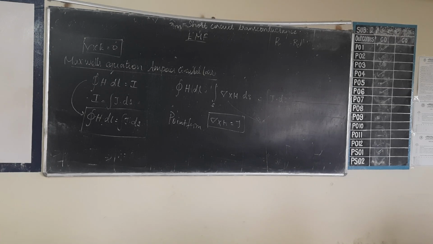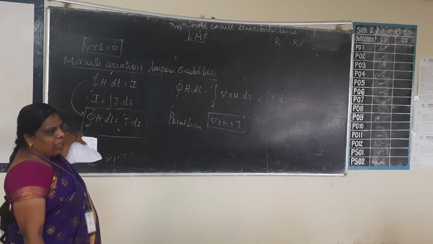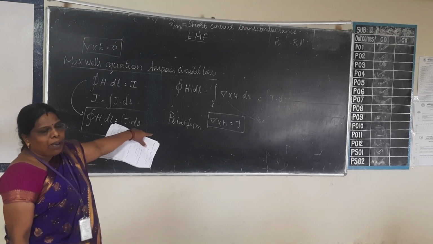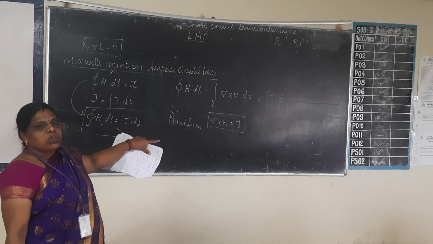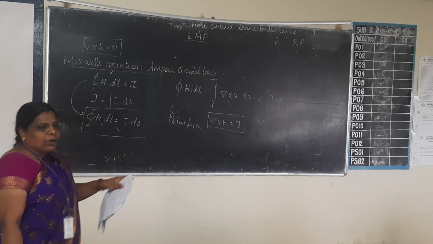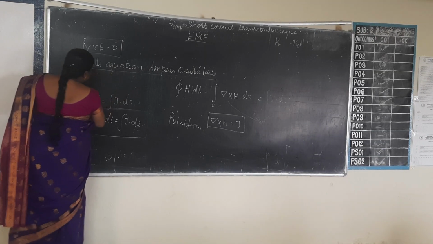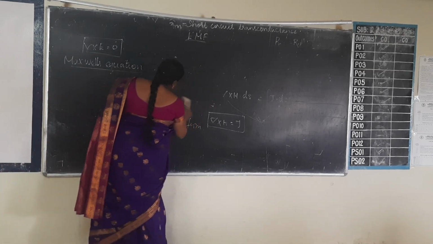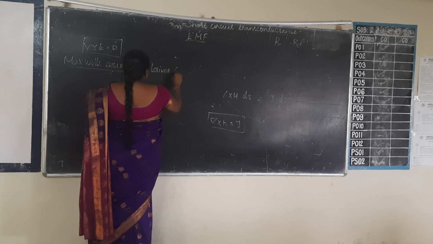Next heading. This is the integral form of Maxwell's equation derived from Ampere's circuital law. This is the differential form of Maxwell's equation derived from Ampere's circuital law. Now we are going to derive Maxwell's equation using Gauss law. The third one: Maxwell's equation derived from Gauss law.